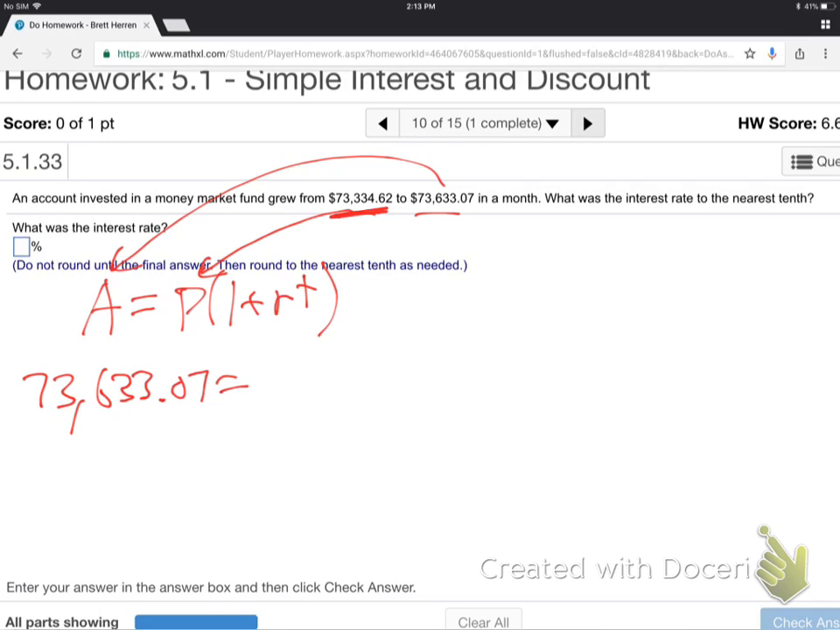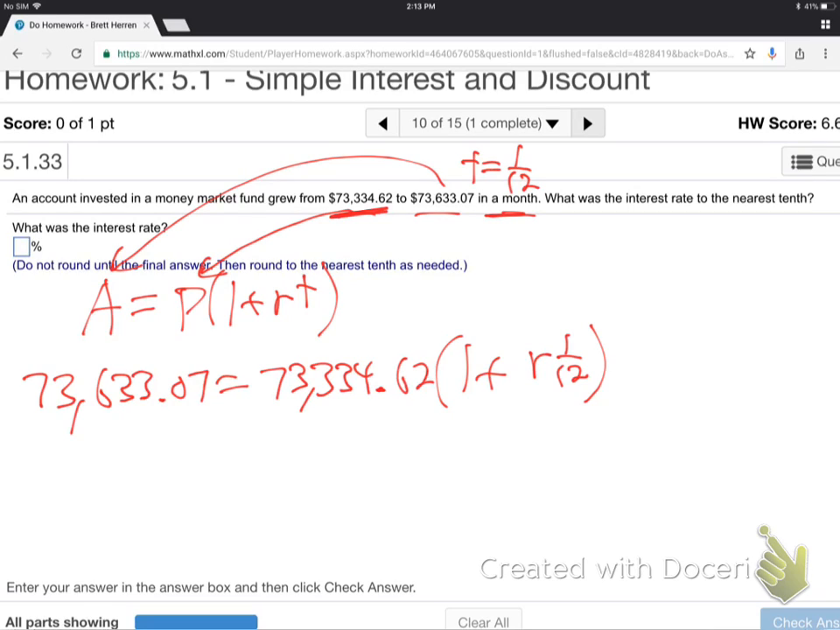73,633.07. The principal is the original amount: 73,334.62 times 1 plus R. We don't know R. What's the T? 1/12, because it's 1 month. Time is 1/12, isn't it? Good so far? Got to solve that equation for R.